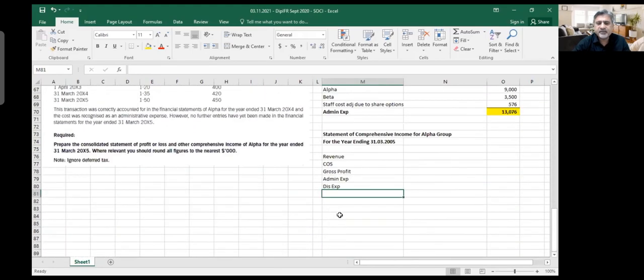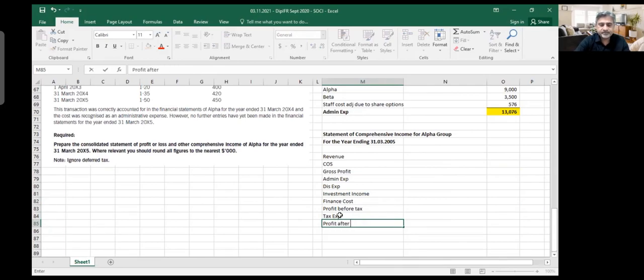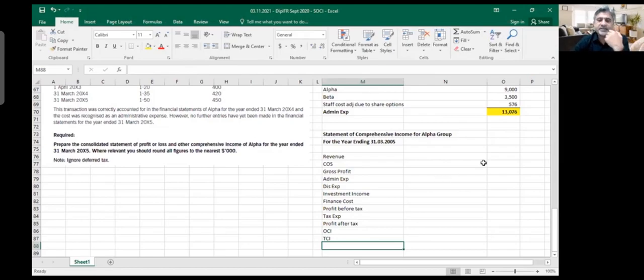Okay. Investment income and finance cost. I will call it profit before tax. Then I will have my tax expense, and then I will call it profit after tax. I will charge here OCI, and then I will call it TCI. That's all. And then we will distribute this profit and OCI, TCI both part between the NCI, which is 10%, and the parent. But let's start putting the numbers.